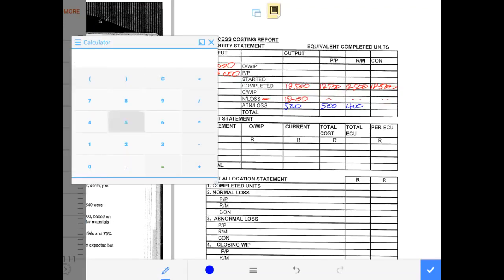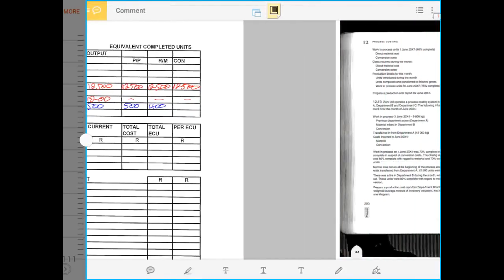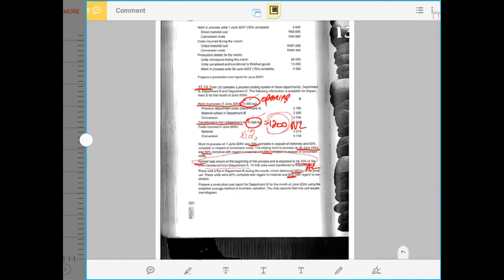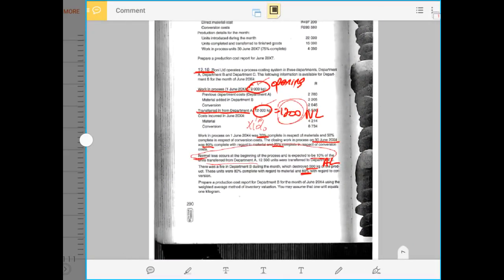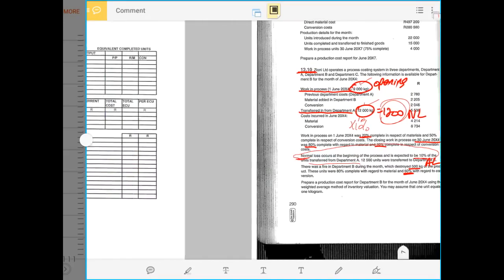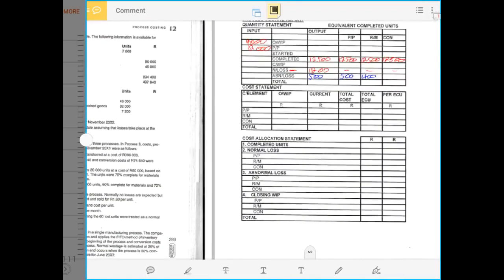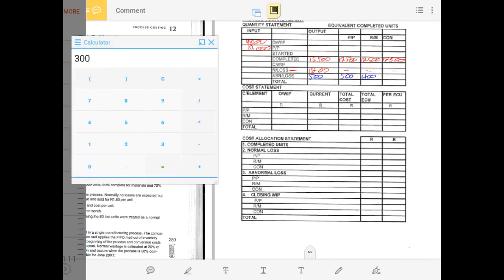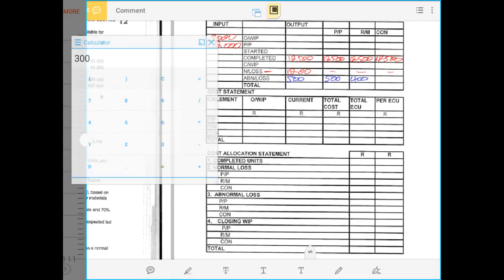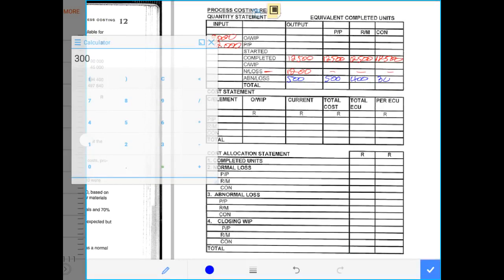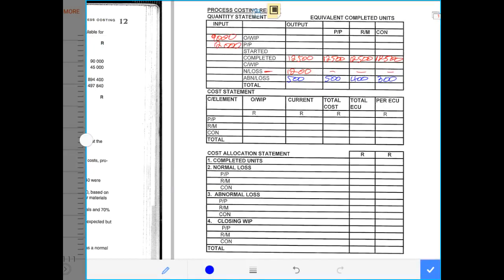Then we also say abnormal loss of 500 times by 60%. This will give us, let me check if it was 60% or not. Abnormal loss conversion cost is 60%. So yes, it is correct, it is 60%. Therefore that 60% is an amount of 300 kgs or 300 units that will be allocated under the conversion cost. So we record the 300 under the conversion cost.